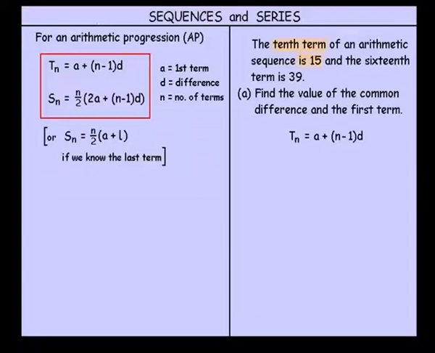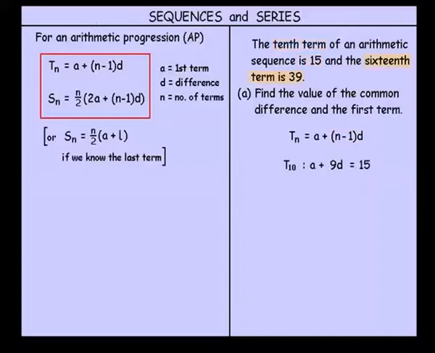Now firstly, the 10th term is 15. So we'll consider what T10 would be. Using the formula, we'd get a. Now the n minus 1, well, we're talking about the 10th term, so n is 10. So 10 minus 1 is 9, so we'd get 9d. So we'd get a plus 9d as the 10th term. We're told though it equals 15, so we set it equal to 15.